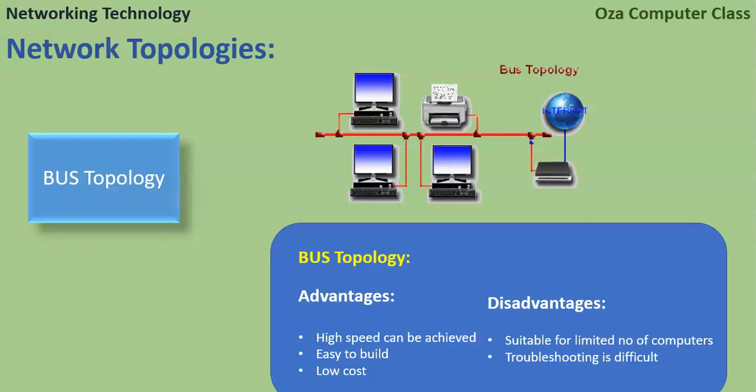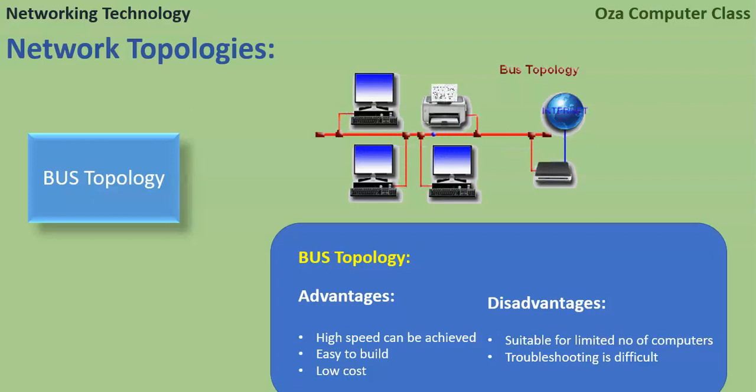Then there is another concept of topology. Topology is basically the physical arrangement of computers, how you lay your computers, how you connect your computers, maybe within the premises or maybe any type of LAN. We have discussed LAN, MAN, WAN, doesn't matter, but this is about how computers are connected.